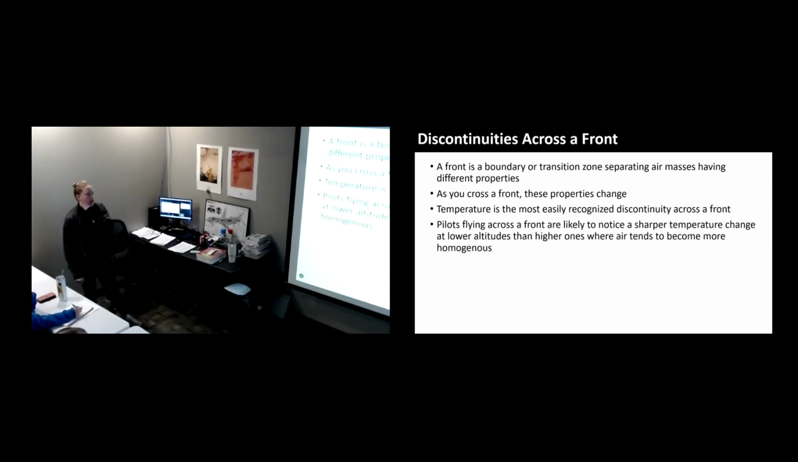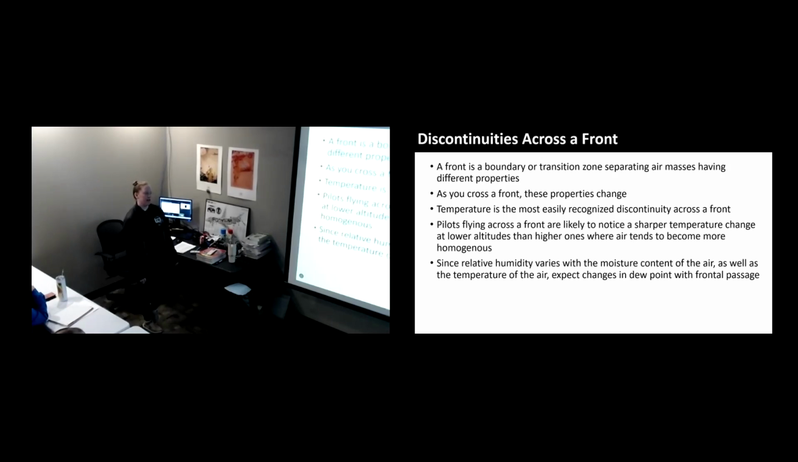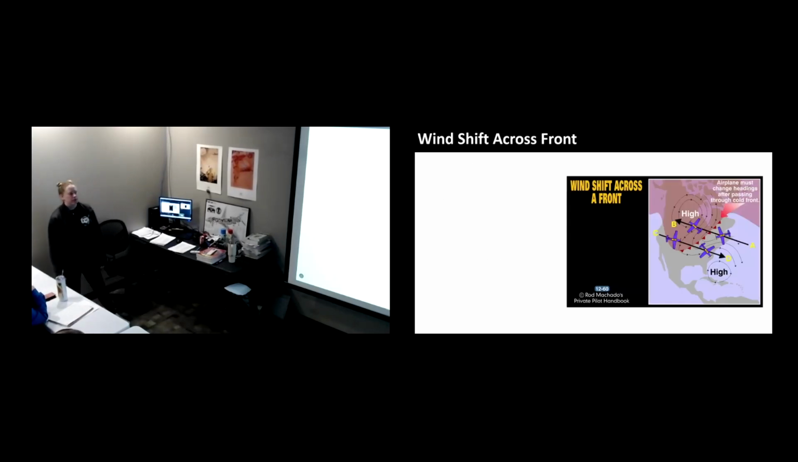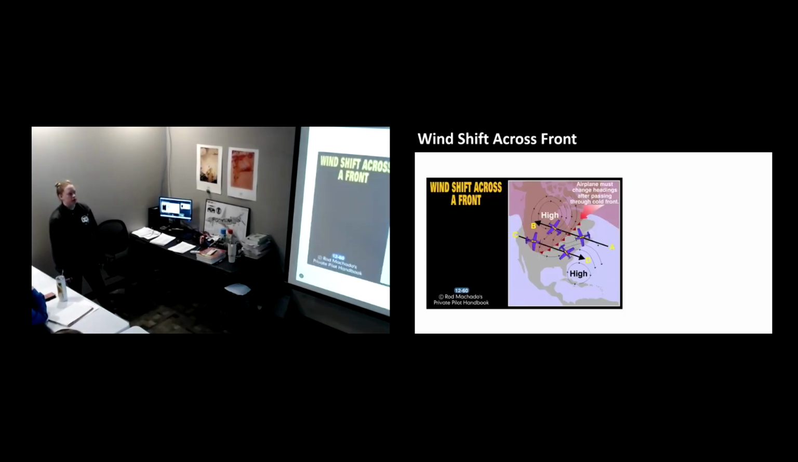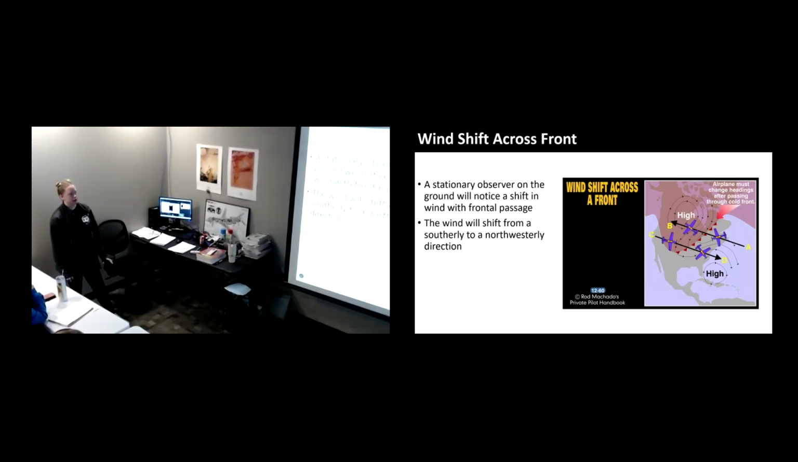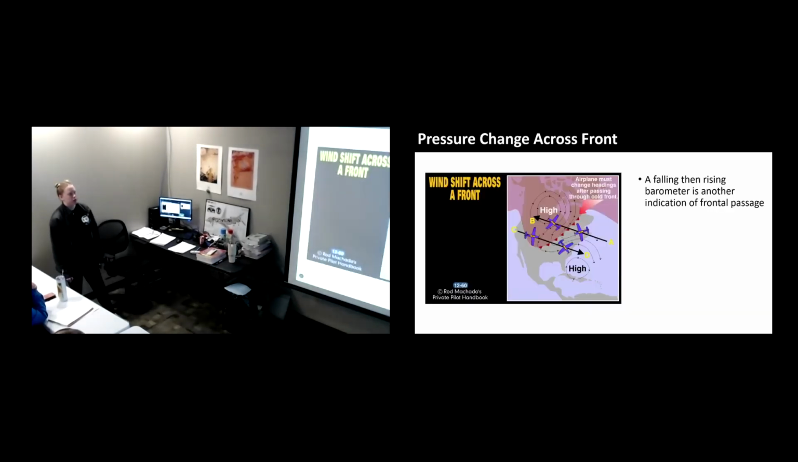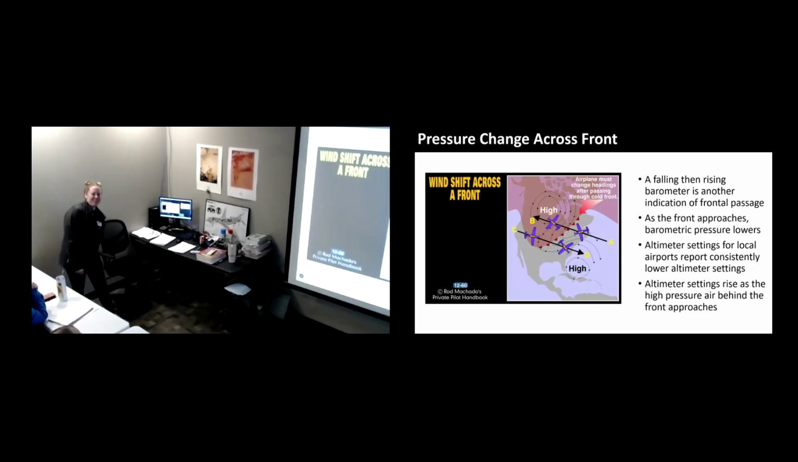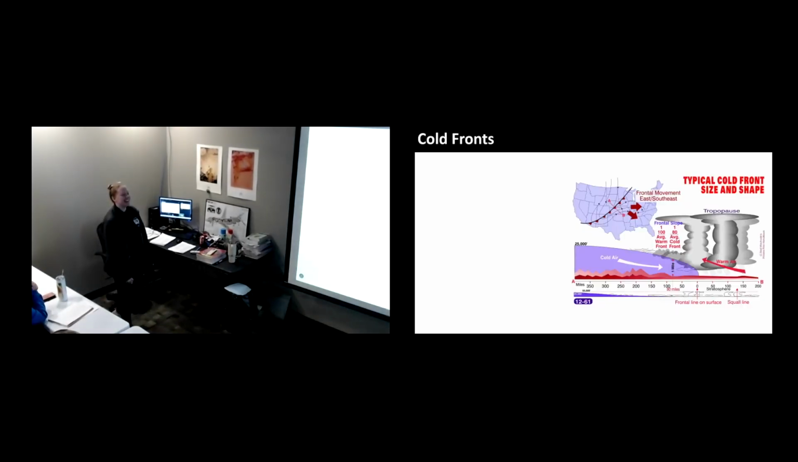Pilots flying across the fronts are going to notice that temperature change. Since relative humidity varies with moisture content of the air, as well as temperature of the air, expect changes in dew point with that frontal passage. Wind shifts across the front because pressure changes, right? Don't have to know this for the written, nor are you flying this far across country to really feel that as a student pilot.